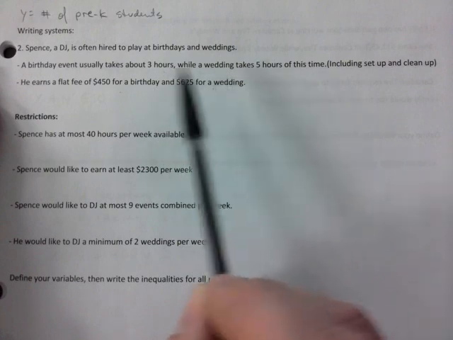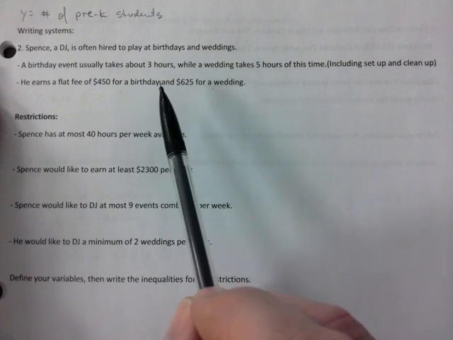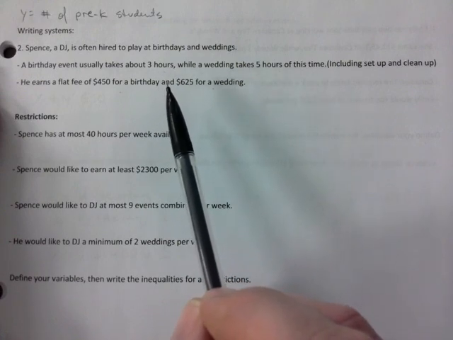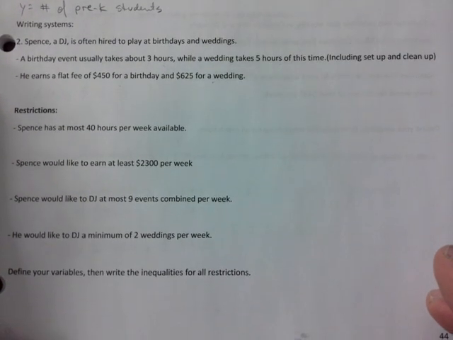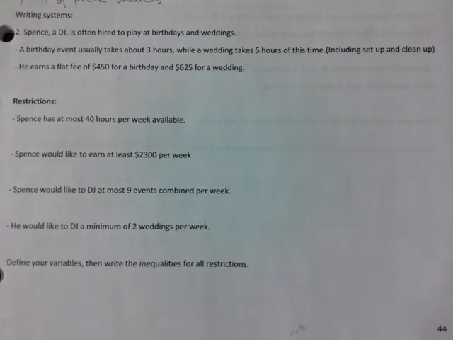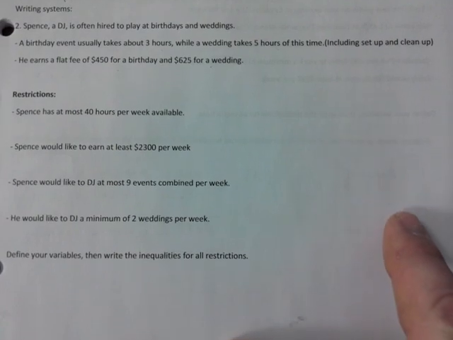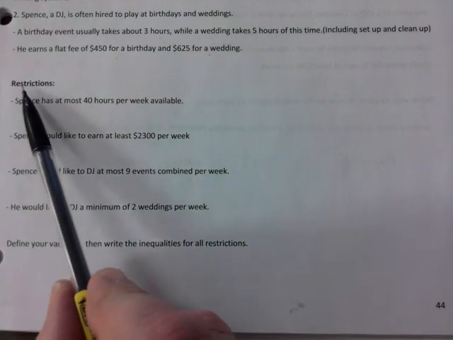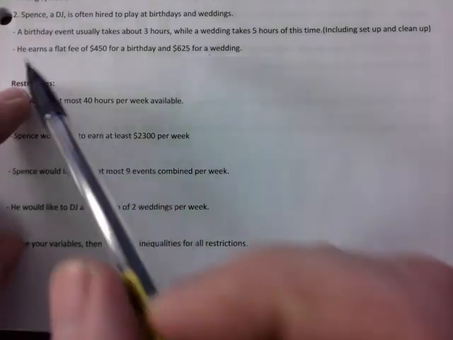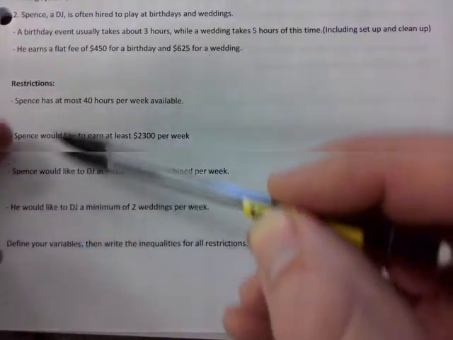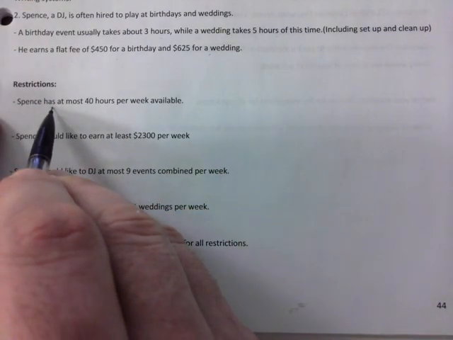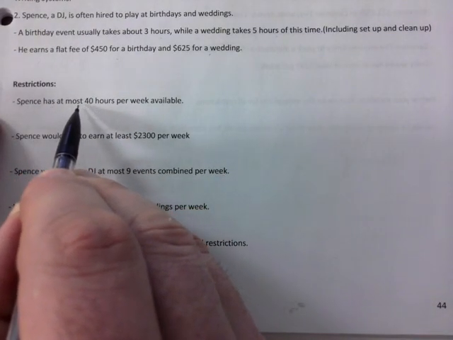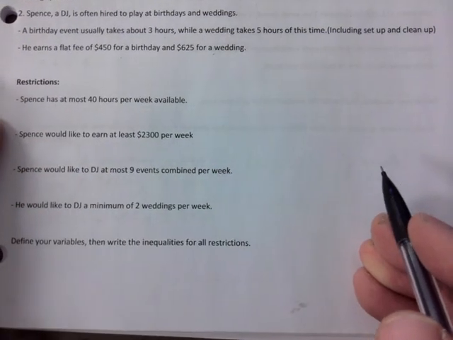I would argue that at this point it's all just information, no restriction yet. I don't know if you've noticed that. There's no restriction there. And I'm going to be pretty good at having bullets when it comes to restrictions, okay, on word problems, because I find that it's already difficult as is. So here we go. Here are the restrictions, which means you're going to have an inequality for every single statement here, for every single restriction. Spence has at most, right, 40 hours per week available.